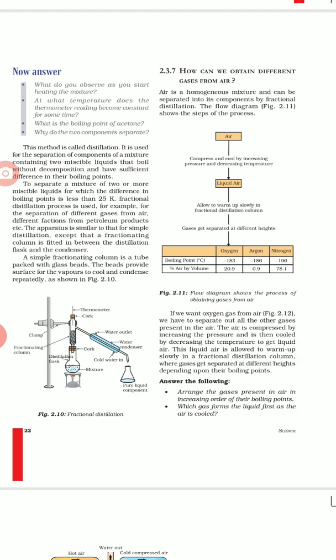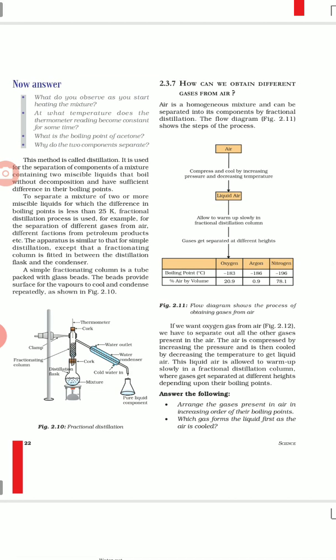fractional distillation column. Okay, we all know the setup of fractional distillation where different columns are present. Right? So whatever liquid air we have, we will put it in that fractional distillation column and allow it to warm up slowly. So as you can see, according to the boiling points, oxygen, argon and nitrogen, all the gases get separated out.